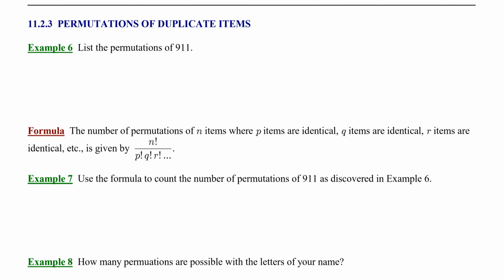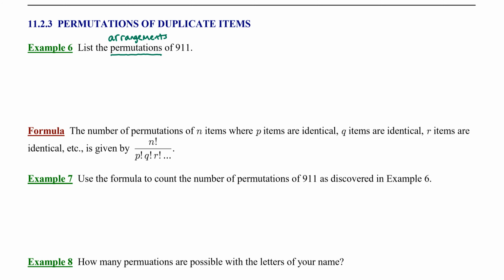Another variation of our permutation formula that we need to consider regards permutations of duplicate items. To help you understand what is meant by duplicate items, let's begin with an example. Example 6, list the permutations of 911. Now remember, think about the word permutations as arrangements. How many different ways can we arrange the numbers in 911?